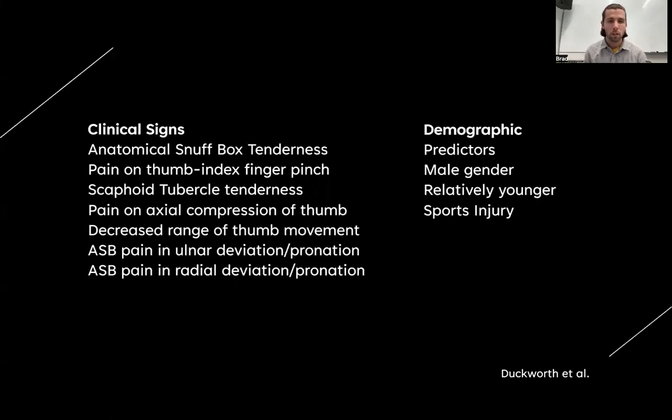So these are clinical signs and demographic predictors for a scaphoid fracture. Tenderness in the anatomical snuff box, pain with pinching the index finger to the thumb, tenderness on the scaphoid tubercle, axial compression of the thumb, decreased range of motion, and anatomical snuff box pain with ulnar or radial deviation. And then some demographic predictors are male gender, sports, and these patients are usually on the younger side.